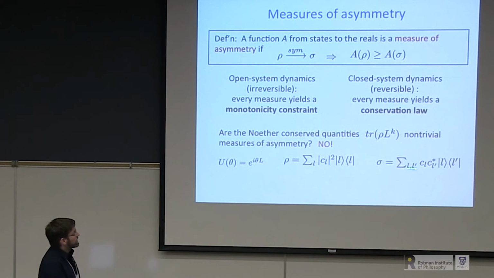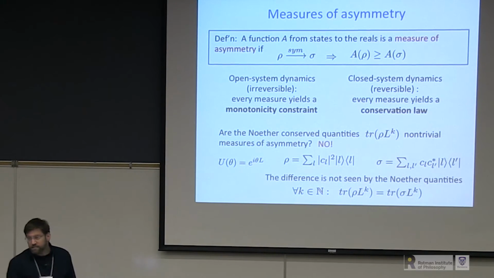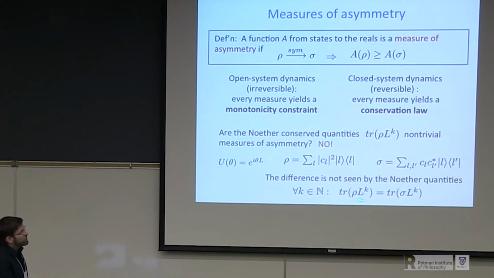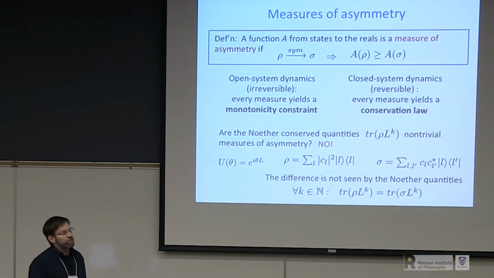This is just what sigma looks like if I write it as a density operator. It has off-diagonal elements. But this difference is not seen by the Noether quantities, because these Noether quantities are powers of L, and so they depend only on the diagonal elements in the L basis. They don't depend on anything else because they're just powers of L. So they assign exactly the same values to rho and sigma. They don't see the difference. So in fact, you can prove that any function of these Noether quantities is a trivial measure of asymmetry. It just assigns the same values to everything. And so they're not what we're looking for. They're not measures of asymmetry.